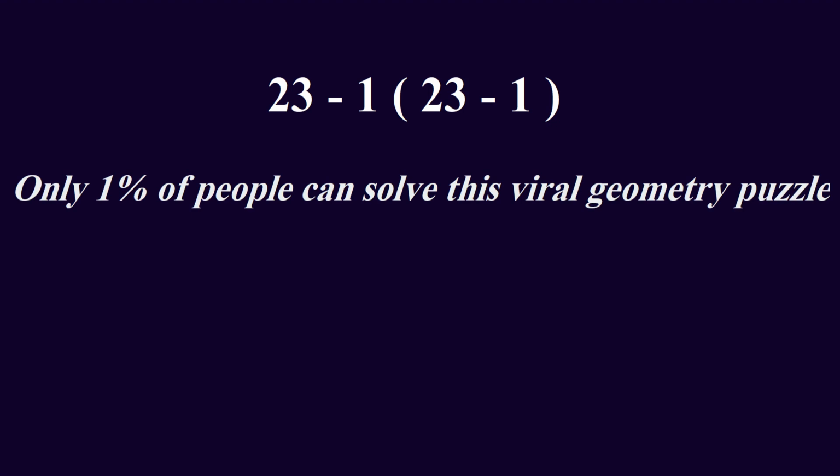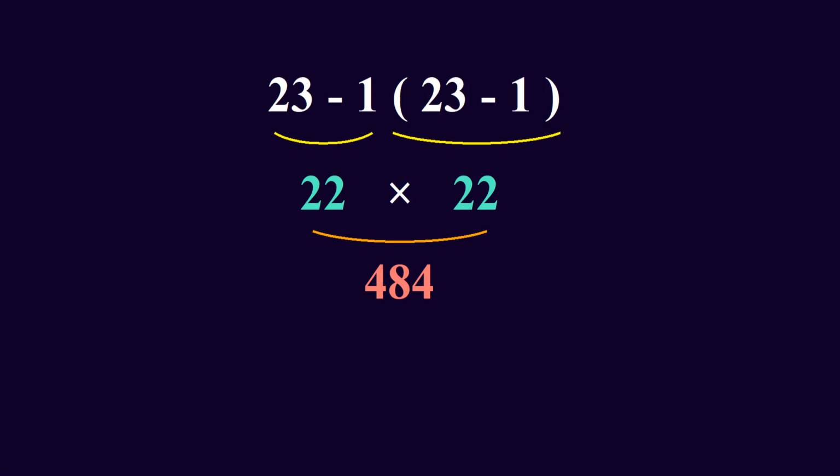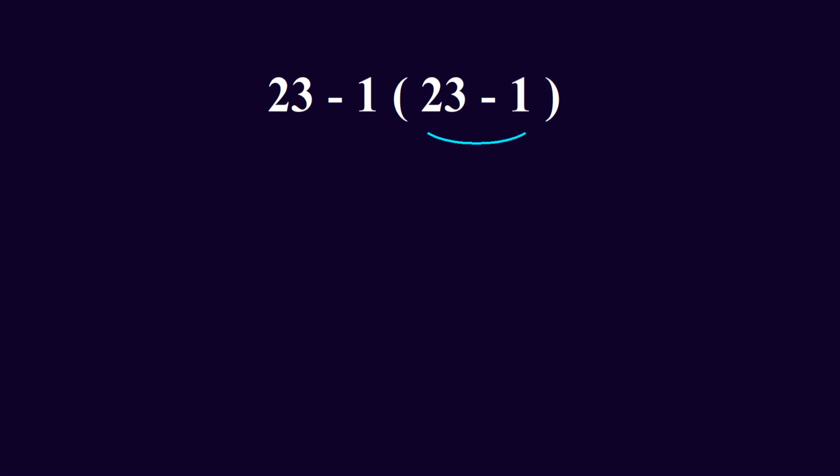In this short form video, 23 minus 1, which equals 22, times 23 minus 1, which equals 22. Now we have this problem: 22 times 22 equals... but this answer is not correct, because according to the order of operations we have to work on the parentheses first, then multiplication, and at last addition and subtraction. So first we do this subtraction, then this multiplication, and at last this subtraction.